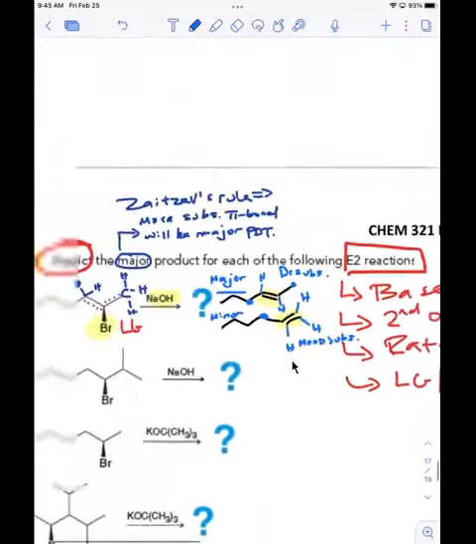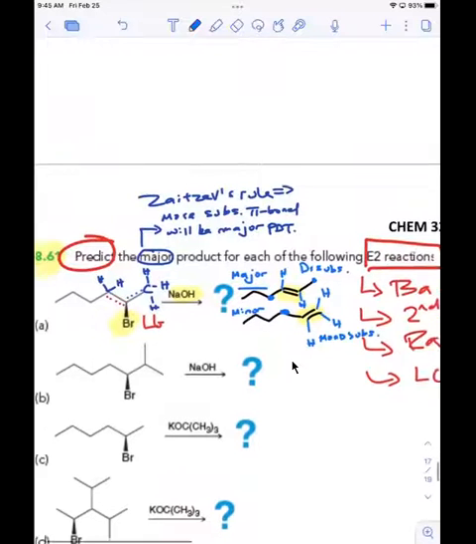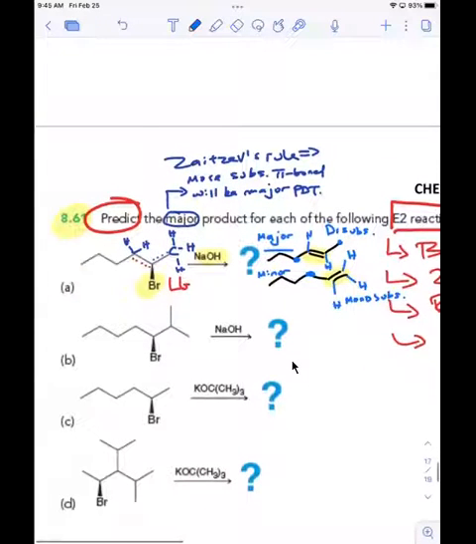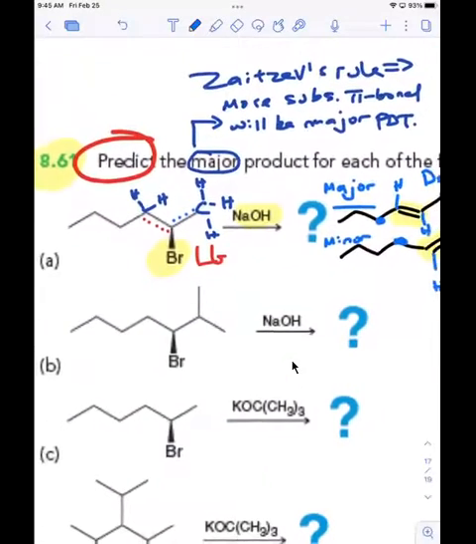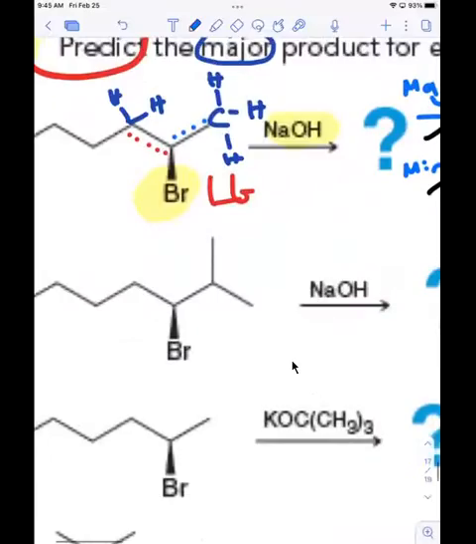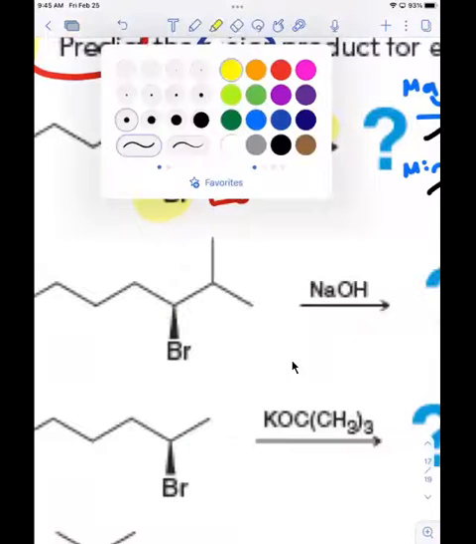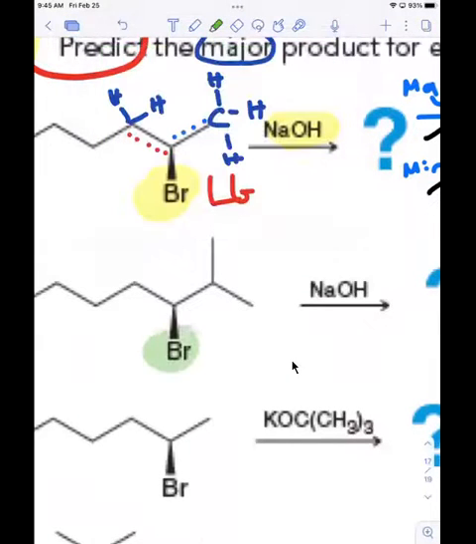All right, we got 5 minutes. We can get through a couple more of these. Let's do the bottom. Let's do B. Actually, B is really simple. Well, yeah, let's do B. So where's my leaving group in B? Bromine. Sodium hydroxide is my base, right? We know it's the E2.